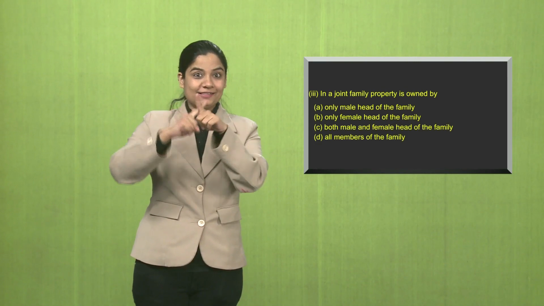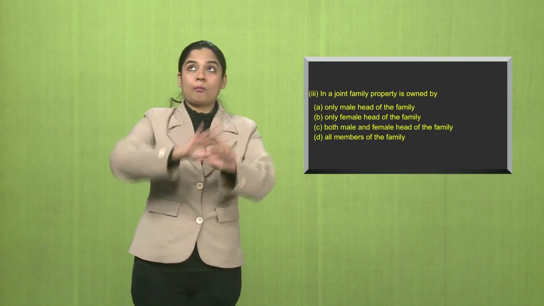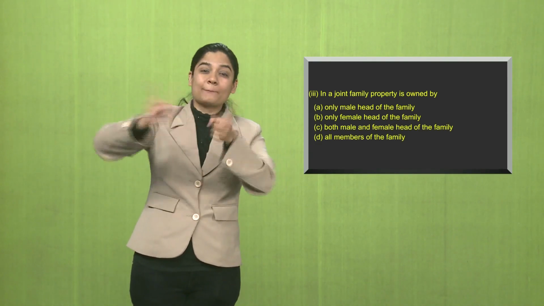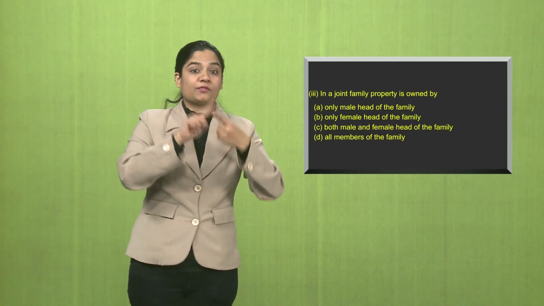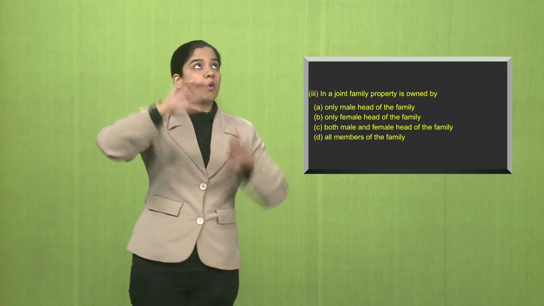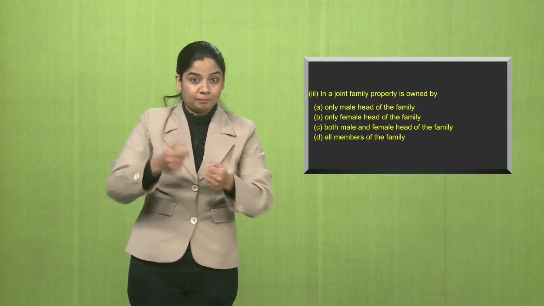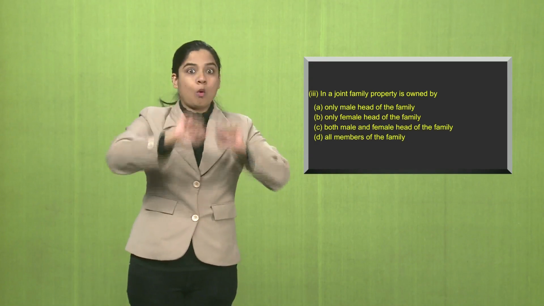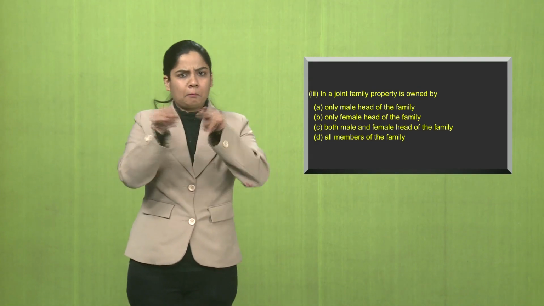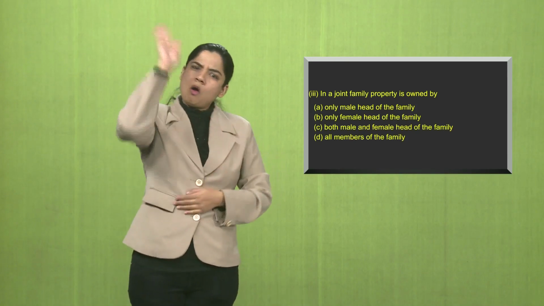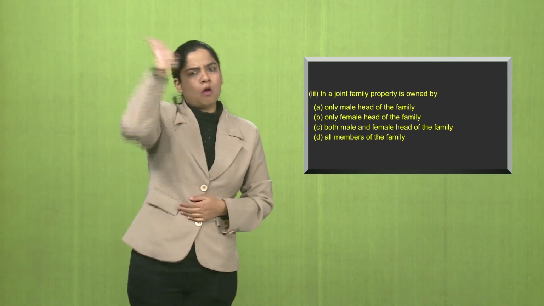Question 3. In joint family, the property is owned by who? Let me give you the answers to pick from. First, only male head of the family. Second, only female head of the family. Third, both male and female head of the family. And D is all members of the family. You can choose the answer. Hopefully you've written the answers. Let's begin now.